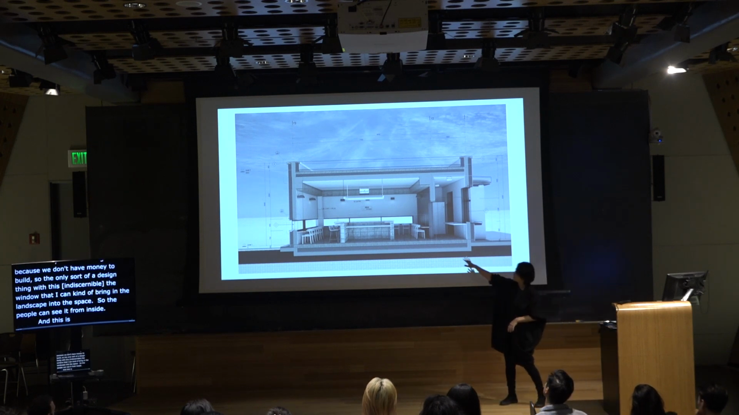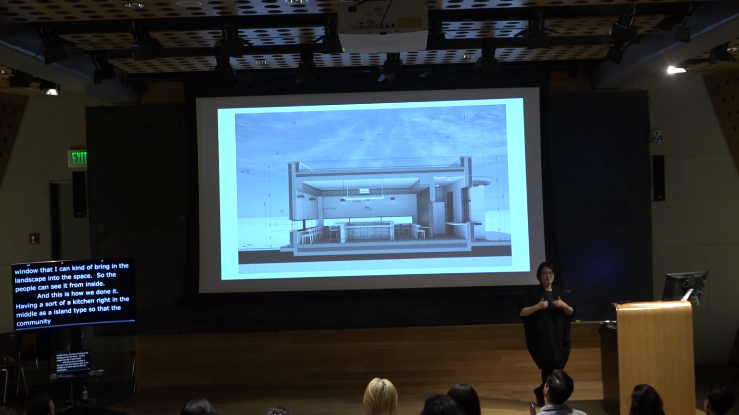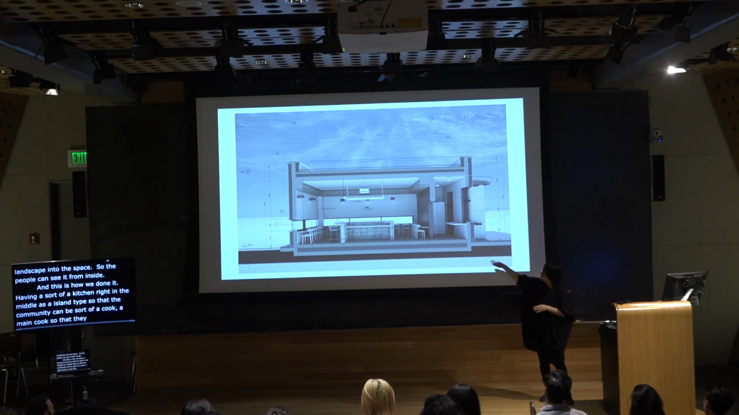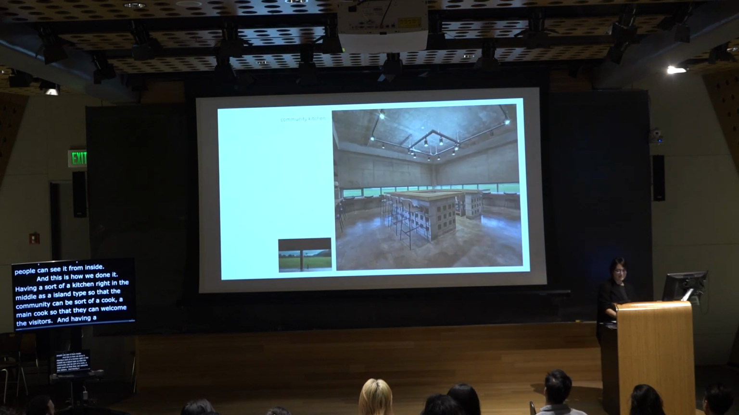Having a kitchen right in the middle as an island type so that the community can be the main cook, so that they can welcome the visitors, and having seats around so that they can see out, and so on. And that's how we built it.